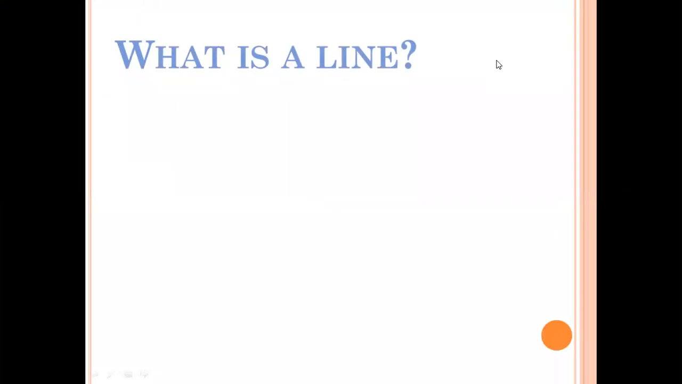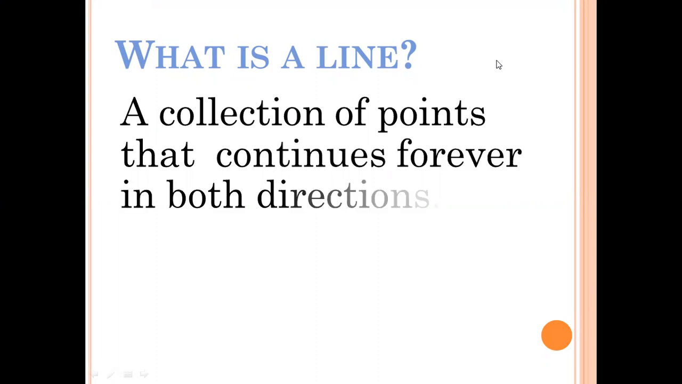Okay, children. Now, let's talk about what is a line. A line is a collection of points that continues forever in both directions. A line just keeps going on in either direction forever. We can't actually draw a line that goes on forever.